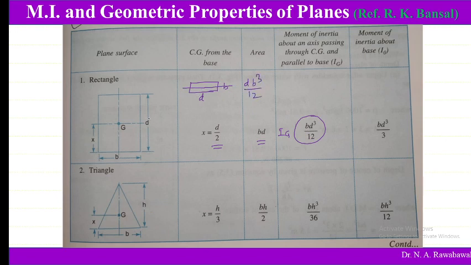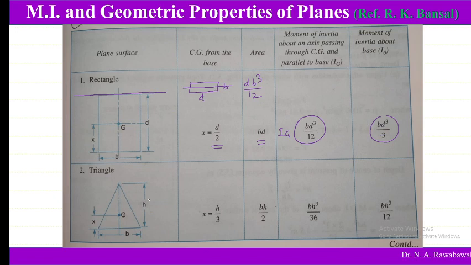So if we change these dimensions or this shape, then this is going to change. So this is the moment of inertia about IO. IO is nothing but about one edge. So if we want to find the moment of inertia about this edge, that is given by BD cube divided by 3.